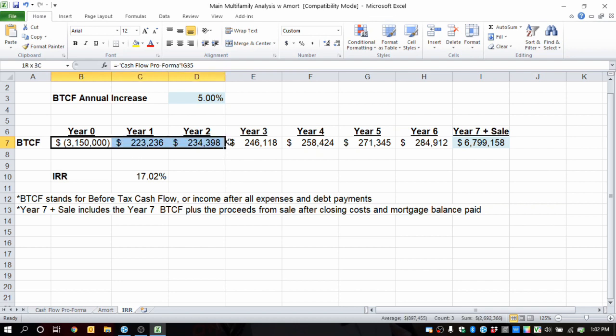And when you take this full calculation, which is done right here using the function key and the IRR, you have a 17% per year return. Now, I don't know about you, but a 17% annual return for 7 years straight sounds pretty good to me.